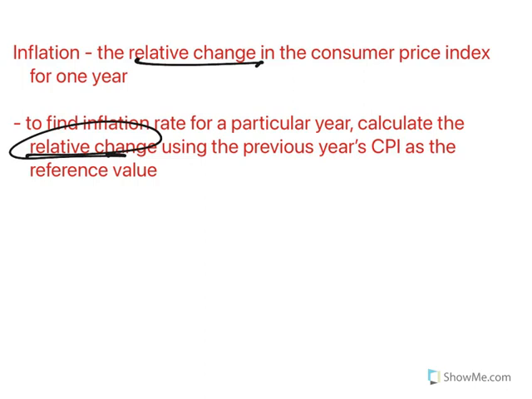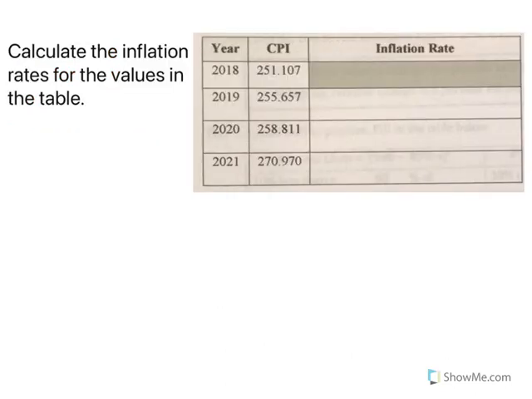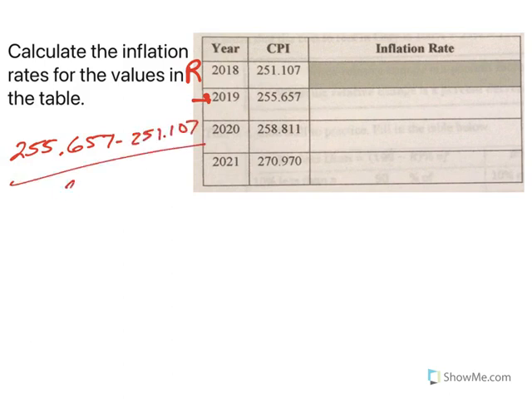Remember, relative change is found by taking the new value minus the old value and dividing by the old, where old is also known as the reference. Let's calculate the inflation rates for the values in the table. To find the inflation rate for 2019, we use 2018 as the reference. So we would take 255.657 minus 251.107 and divide by 251.107.